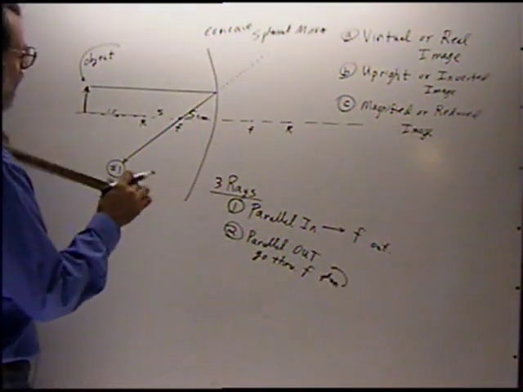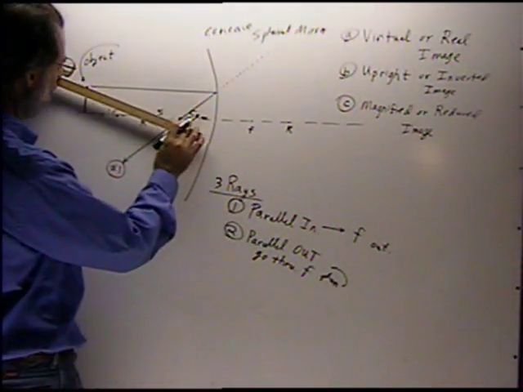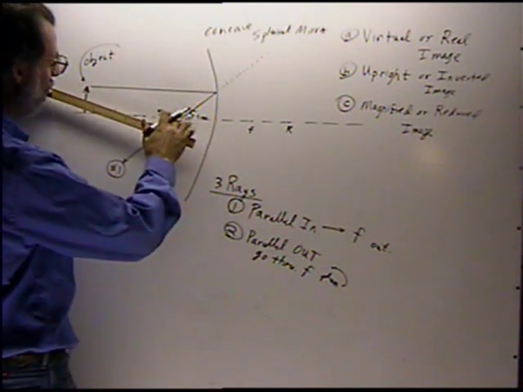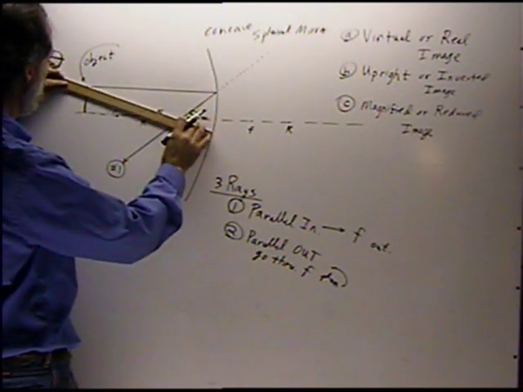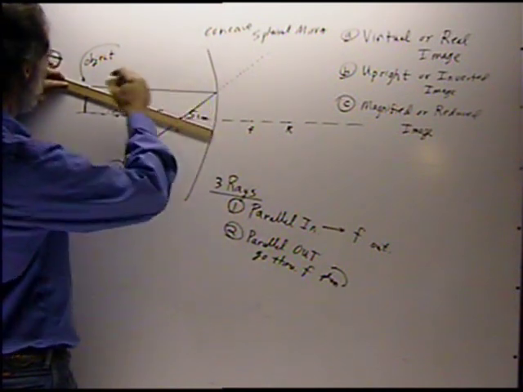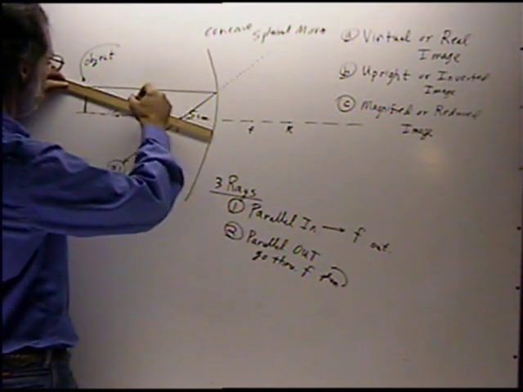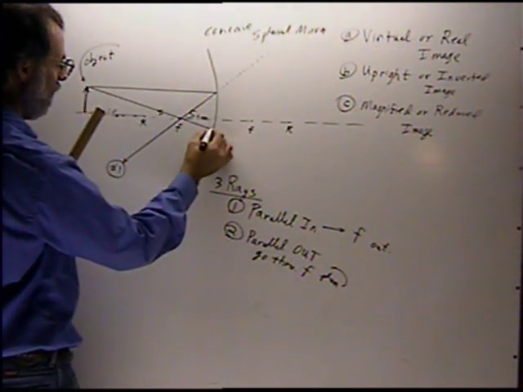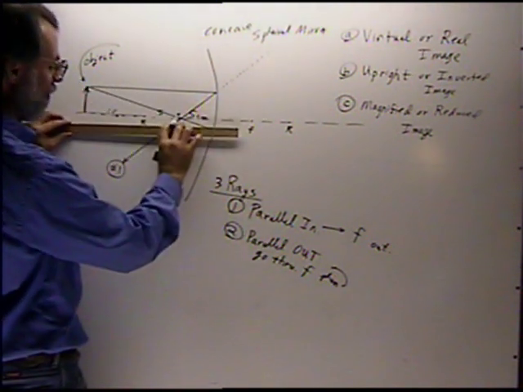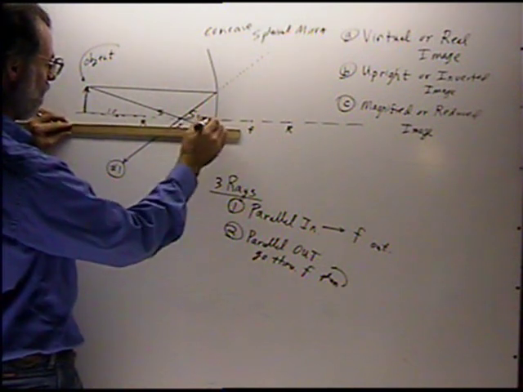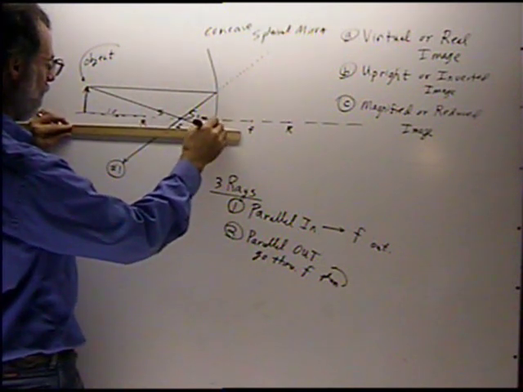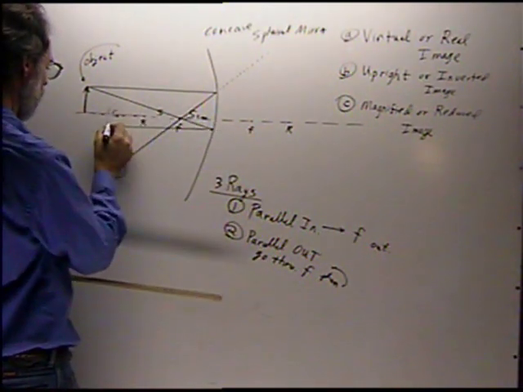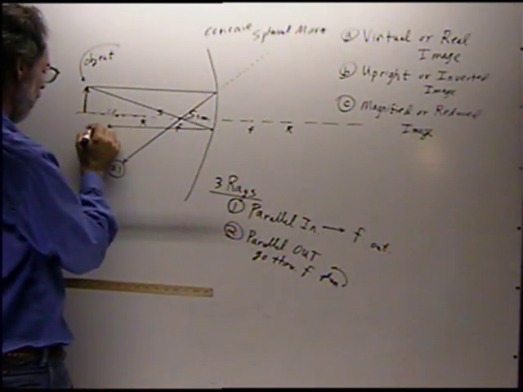So imagine this ray here went through the focal point. Remember, anything that goes through the focal point comes out parallel out. Okay, so we have another ray, and we send this ray through the focal point. And where does it come? It comes out parallel. That's ray number 2.